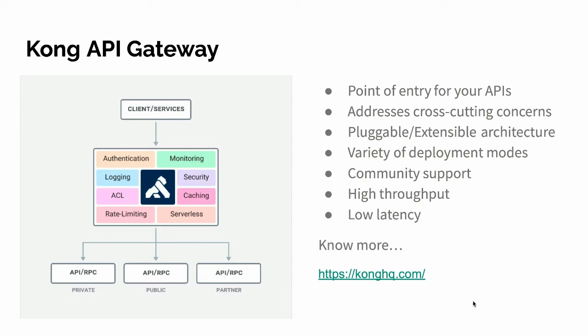Kong Gateway runs in front of any RESTful API and can be extended through modules and plugins. So this pluggable architecture makes it extensible. In case a particular functionality or requirement is not satisfied, you can create your own custom plugin and extend that functionality into the API gateway.